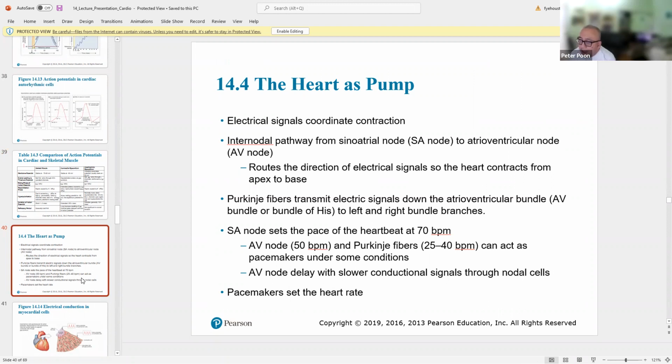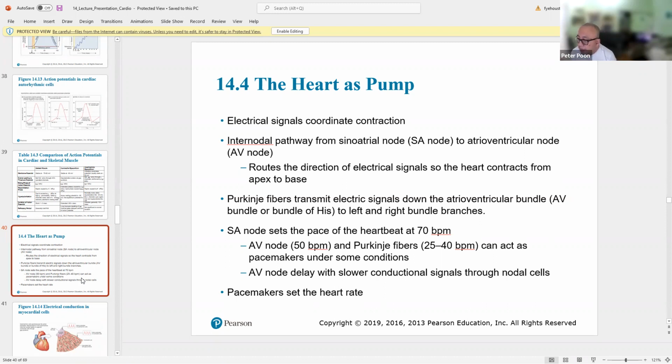The internodal pathway begins from the SA node to the AV node. That signals the heart to fill from apex to base. The Purkinje fibers transmit the electrical signals from the AV node to the left and right bundle branches. So the first thing is the SA node. The SA node sets the pace of the heart at about 70 beats per minute. That's what the average heart rate is.